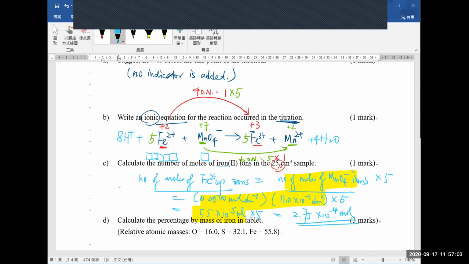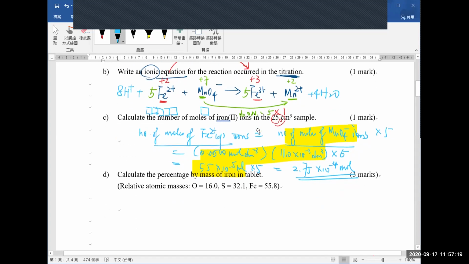Any questions? Any questions? Now, if not, Lei Tong, could you please tell me the percentage by mass of iron in a tablet?